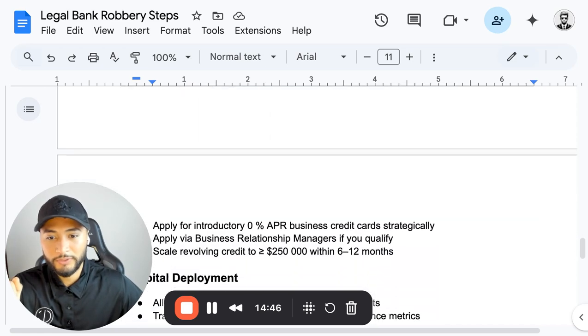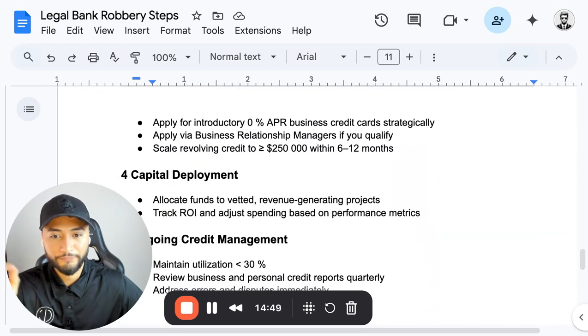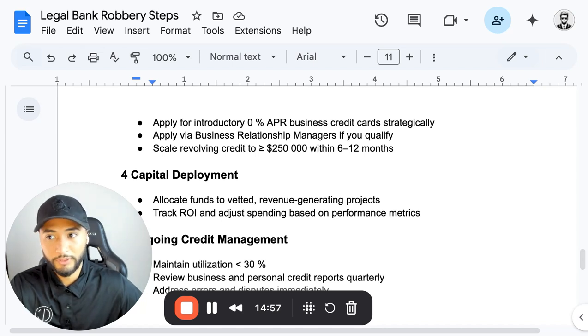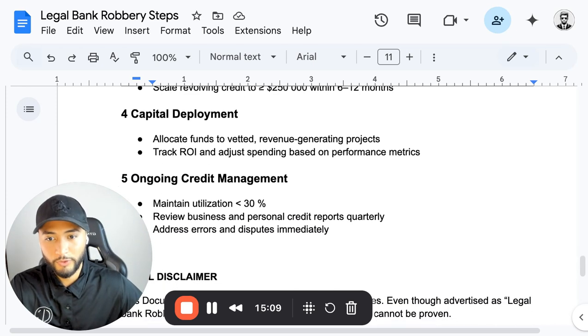So yeah, credit growth and diversity. Apply for 0% APR business credit cards strategically. For example, if you see one that pulls Experian, one that pulls Equifax, and one that pulls TransUnion, get those three cards instead of just three cards that pull from the same credit bureau, because that way you maximize the amount that you're approved for.